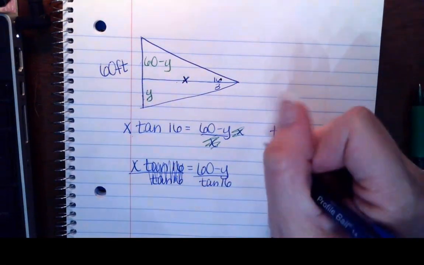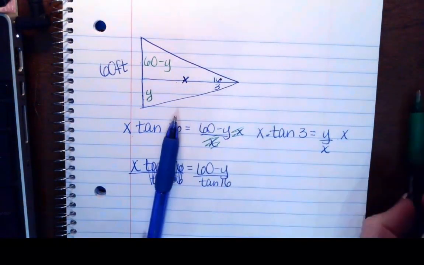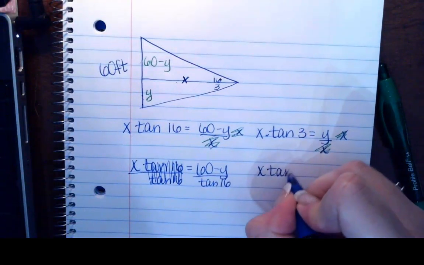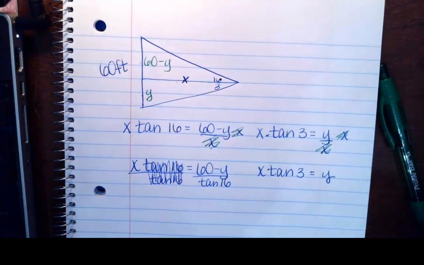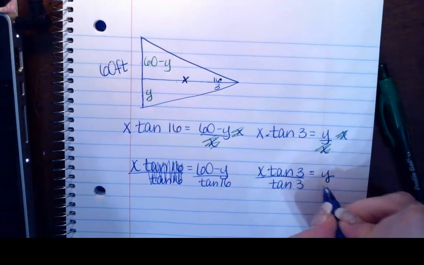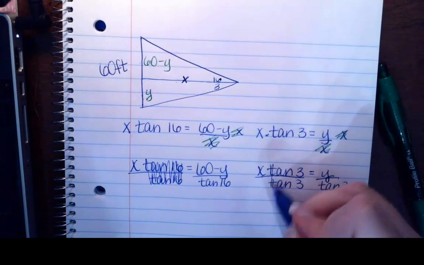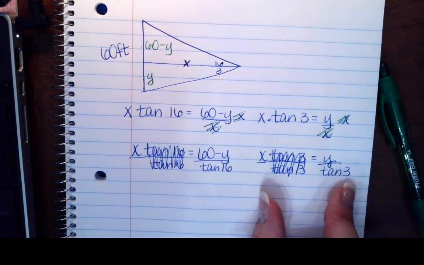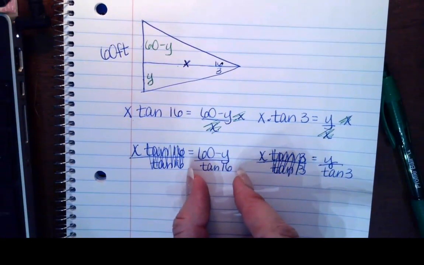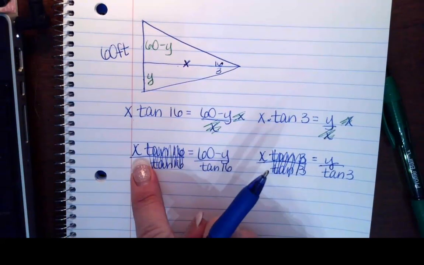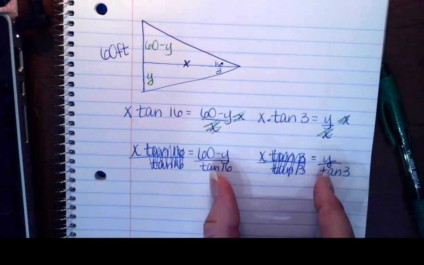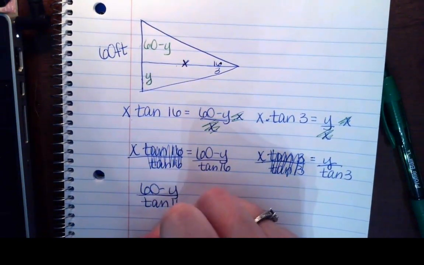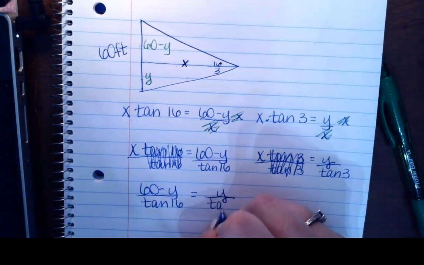I'm going to do the same thing over here. So I'm going to multiply both sides by x, which means it's going to reduce on the right and appear on the left. So I have x times the tangent of 3 is going to equal y. I'm going to divide both sides by tangent 3. So now I've got x also equals y over the tangent of 3. So I know what x is. I know what it is two different ways, which means I can take this chunk and set it equal to this chunk. So if x is this thing and if x is that thing, then these two things must be equal. So I have 60 minus y over the tangent of 16 equals y over the tangent of 3.